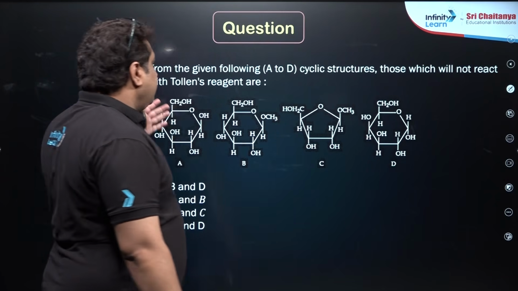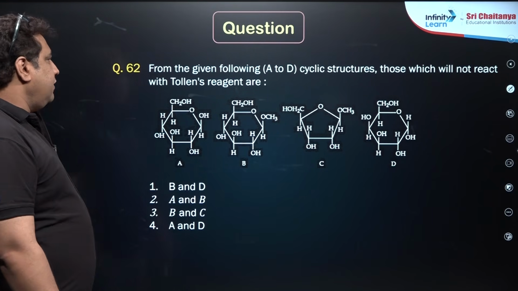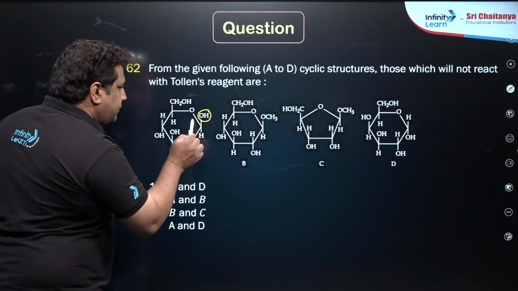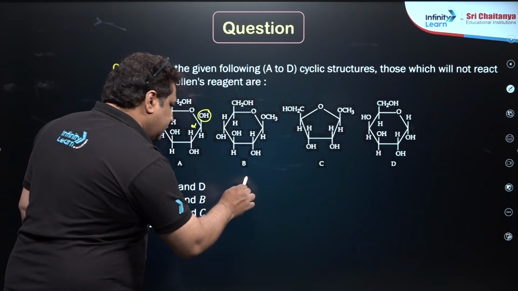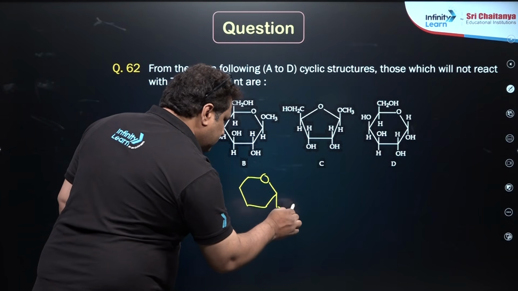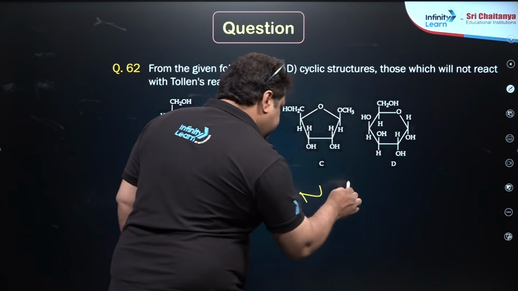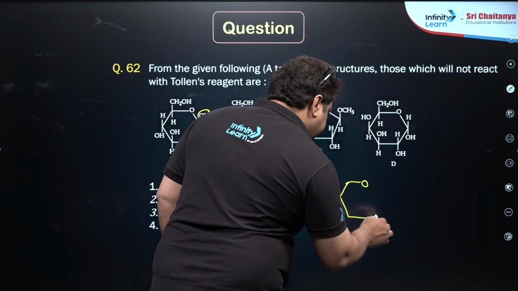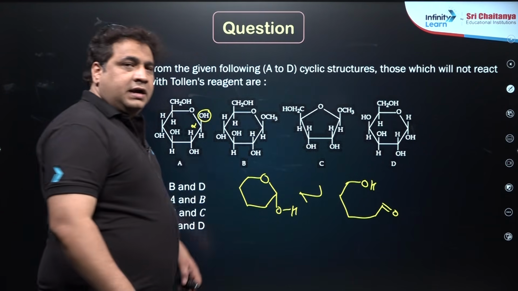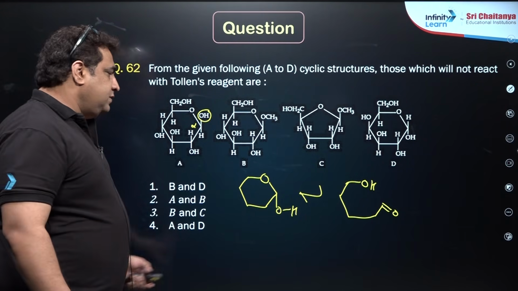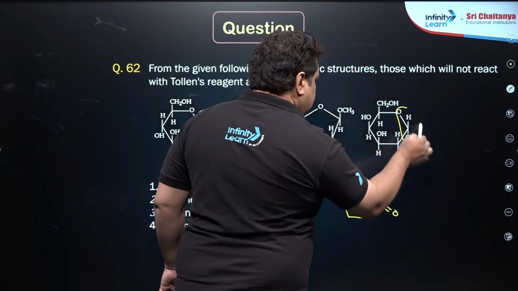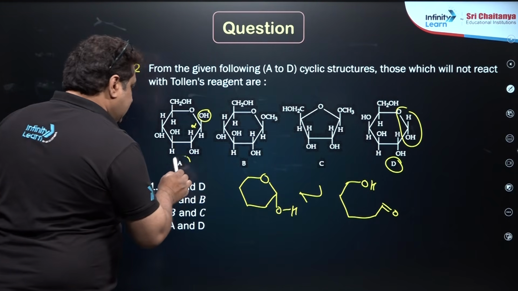Next, from the given following structures, those will not react with Tollen's reagent. So here you can see in this structure OH is there with respect to the alpha of oxygen. So what happens here? The alpha of oxygen, this will break. It can break in basic medium, and you will get aldehyde group. So hence it will give Tollen. So here this will give Tollen, and this will give Tollen. That means D and A will give Tollen.